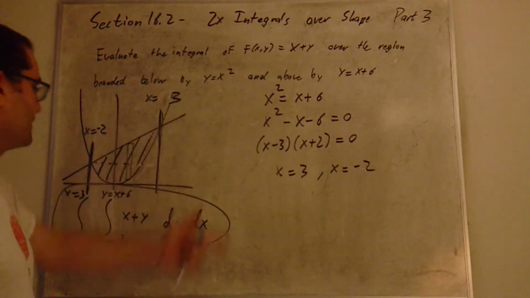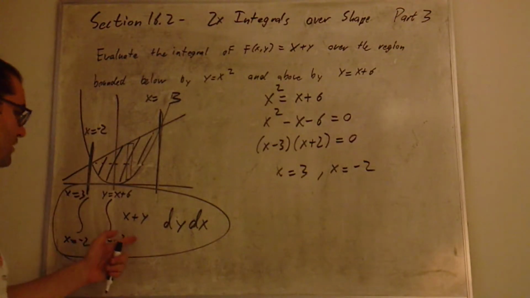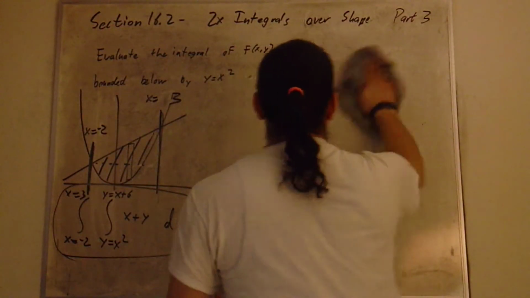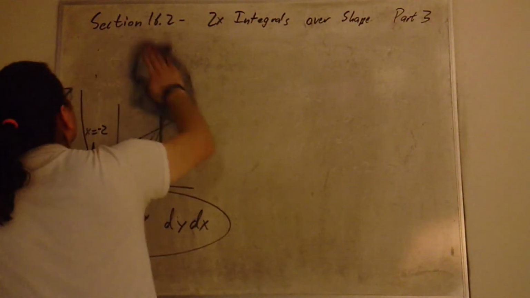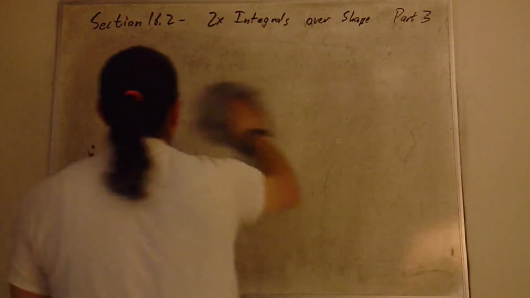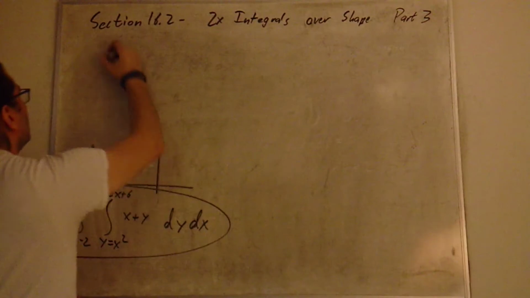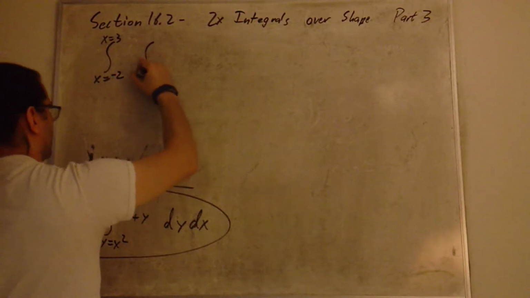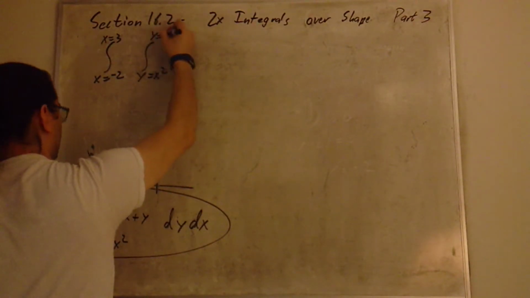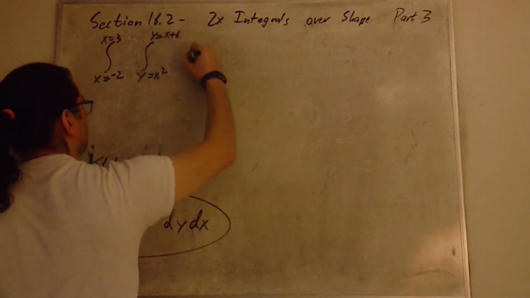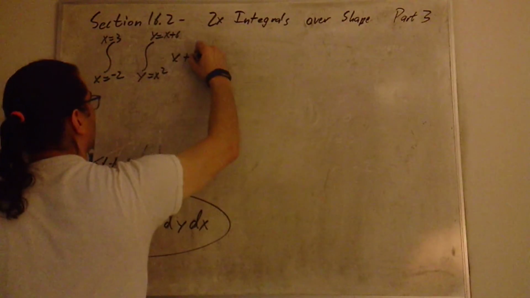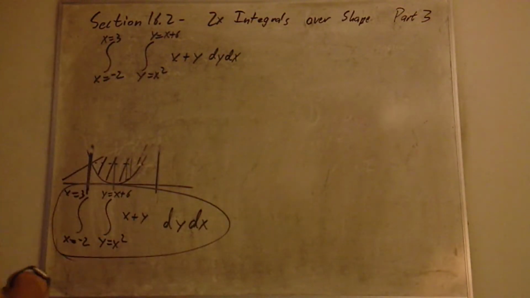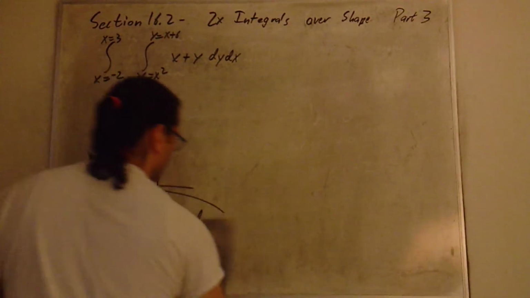I'm going to erase everything so that I can finish this, because I'm going to need a lot of room to evaluate this. I feel like fractions are going to get involved in a big and unpleasant sort of way. Let me get this down. Integral x from -2 to x equals 3 of the integral from y equals x squared to y equals x plus 6 of x plus y dy dx. This is a double integral.